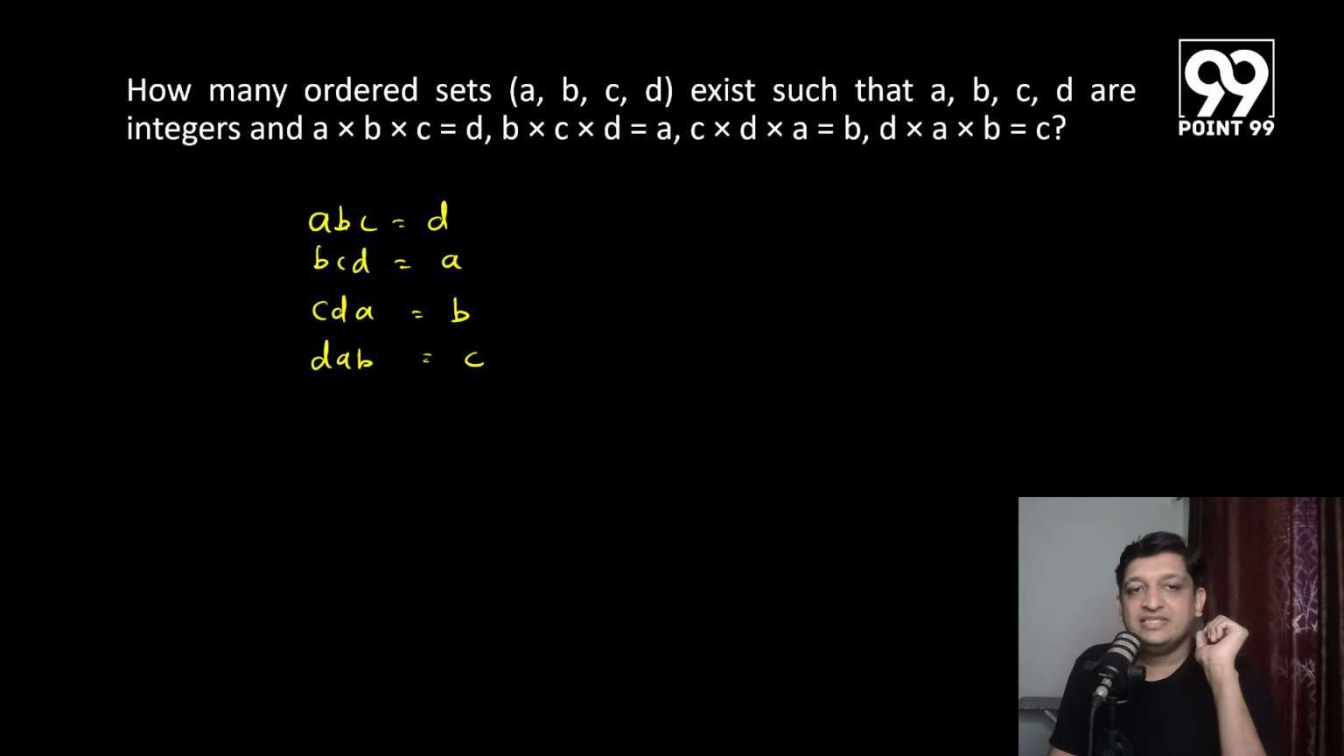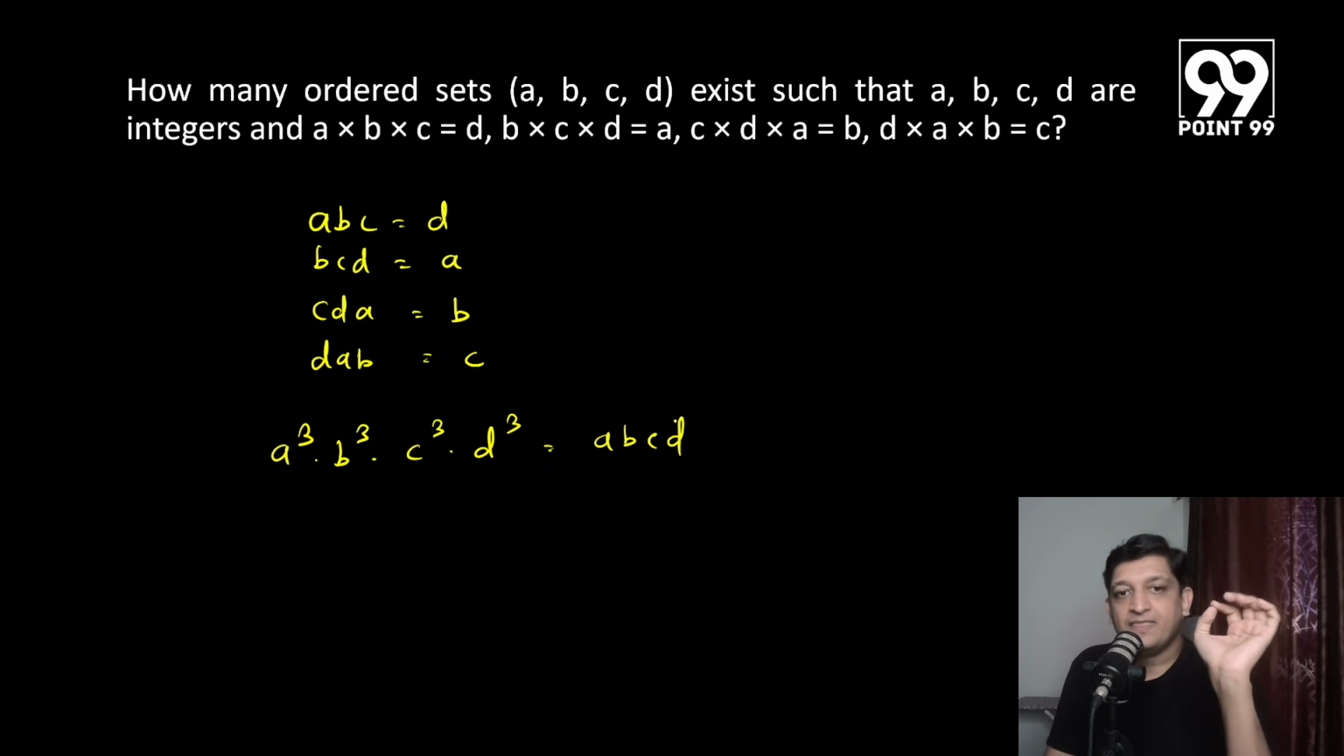Now a is appearing thrice, b is appearing thrice, c is appearing thrice, d is appearing thrice. So we will get a cubed multiplied by b cubed multiplied by c cubed multiplied by d cubed equals a, b, c and d. Now one obvious solution is you can cancel out a, b, c, d from both sides, but you will be able to cancel it out only if they are not equal to 0. But what if a, b, c, d are equal to 0?